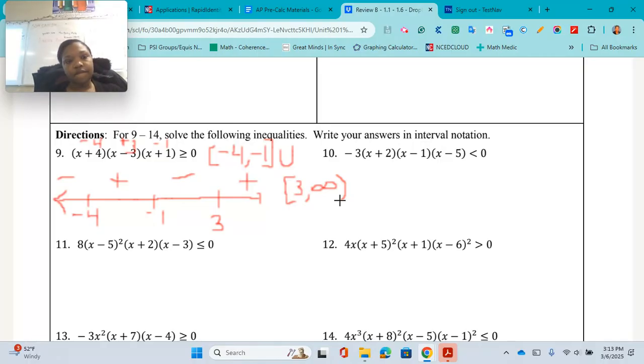Can you just explain overall why start from -4 to -1, union 3 to infinity? Okay. Because of the inequality here, it says this polynomial is greater than 0. So if it's greater than 0, I'm only looking at the ones that have the positives. And the positive is in the interval of -4 to -1, and from 3, and it goes up to infinity. Why is it negative from -1 to 3?